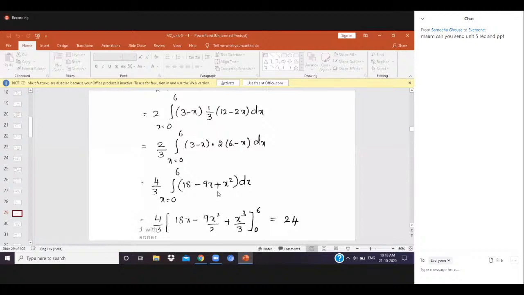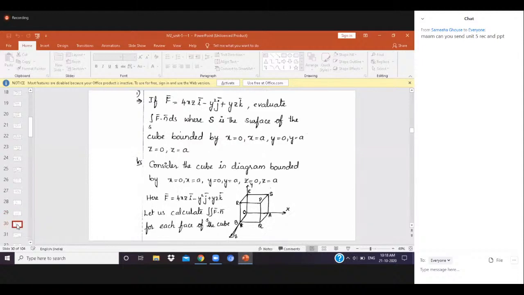Now integrating this, we'll get 18x minus 9x square by 2 plus x cube by 3, and applying the limit 0 to 6, after simplification it becomes 24. So this is evaluating the surface integral with one of the projections on the xy plane, first octant it is. So this is one part, and another part is like this. All the surfaces we need to calculate, and then adding all the surfaces we will get the surface integral.